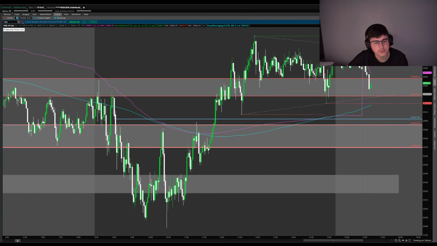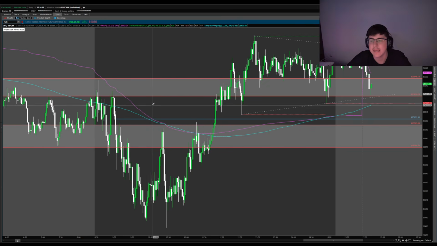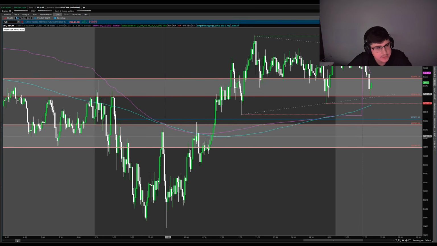Now what are we going to do? We're good, all right? But when we go ahead and remove this, now what we're going to look at is how do these zones affect the rest of the day? Look at this, right? We come back into this zone. What happens? Immediate rejection. We come back into this zone. What happens? Immediate rejection.